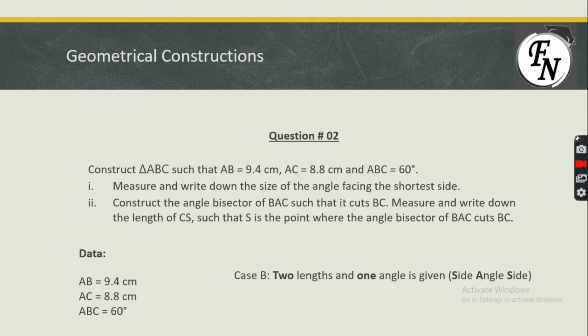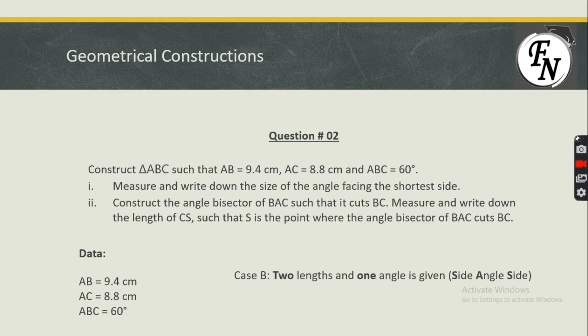Here the question says: construct a triangle ABC such that AB is 9.4 centimeter, AC is 8.8 centimeter, and angle ABC is 60 degrees. We need to measure and write down the size of the angle facing the shortest side. After that we need to construct the angle bisector of BAC, and then extend that line to cut BC, and we will name that point S, and then measure the length of CS.